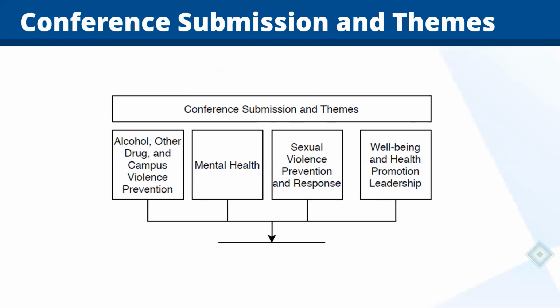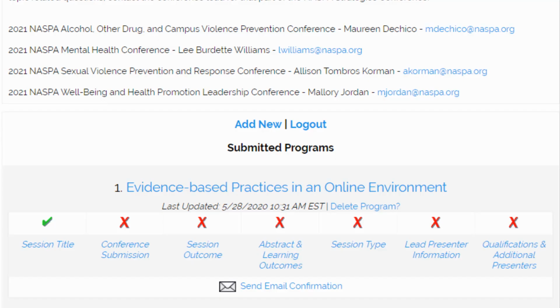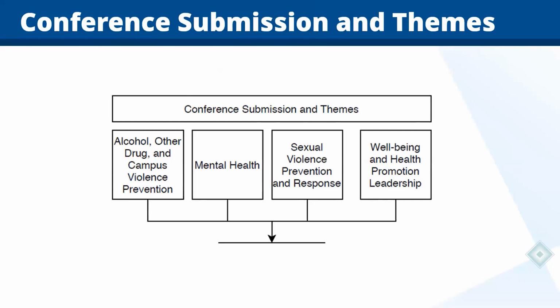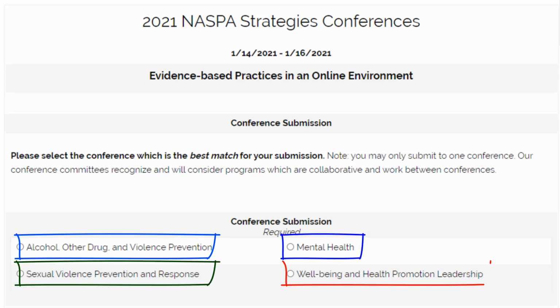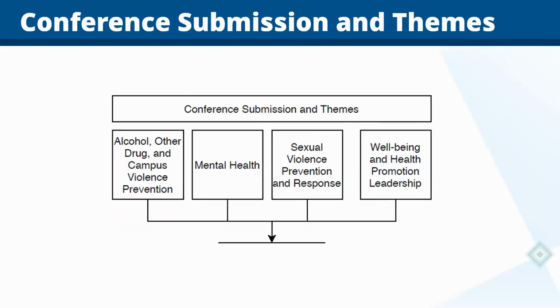Here is where we'll ask you to identify the conference you are submitting for, as well as the conference theme. Your first step will be to select the conference you're submitting for by clicking on Conference Submission. As you may know, the NASPA Strategies Conferences is actually 4 conferences in one: alcohol, other drug, and campus violence prevention, mental health, sexual violence prevention and response, and well-being and health promotion leadership. We've provided learning outcomes under each conference theme to help guide your decision.